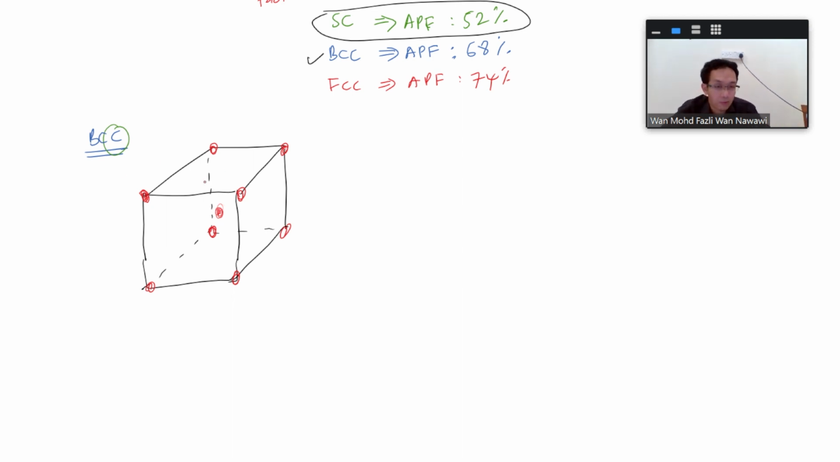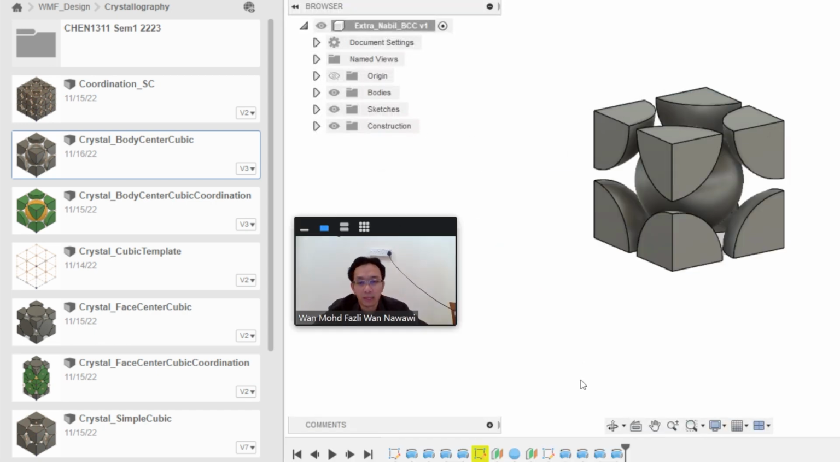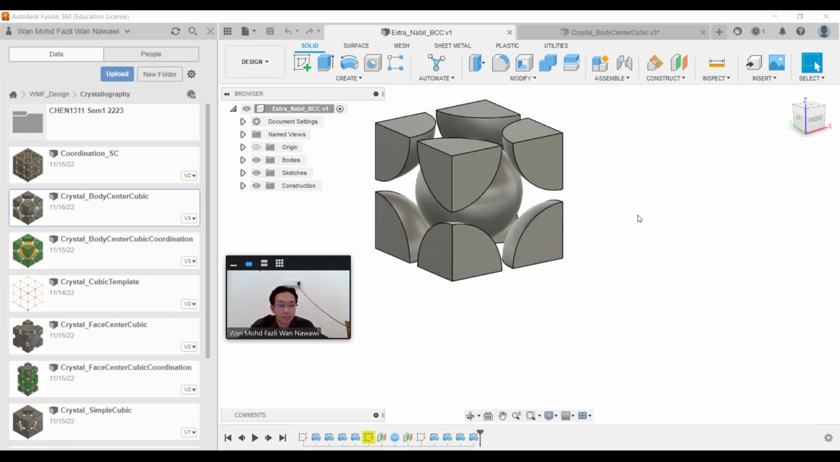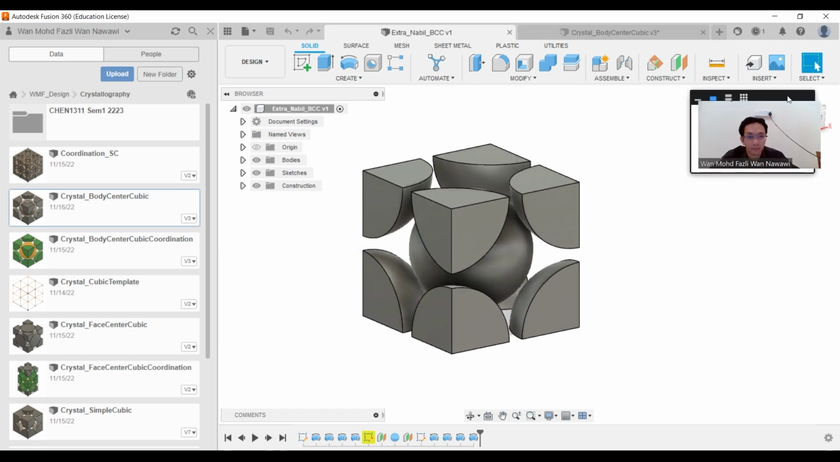And when we talk about calculating the atomic packing factor, we need to make sure that the atom is not simply a dot. We need to make it bigger and bigger. So if you look at it in 3D, you will see something like this. That is basically how the body center cubic looks.